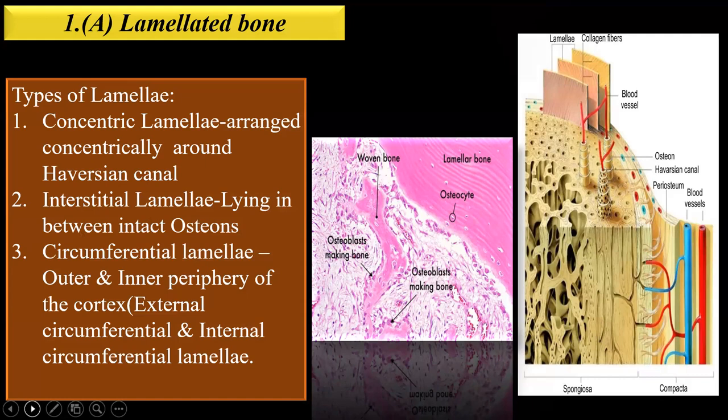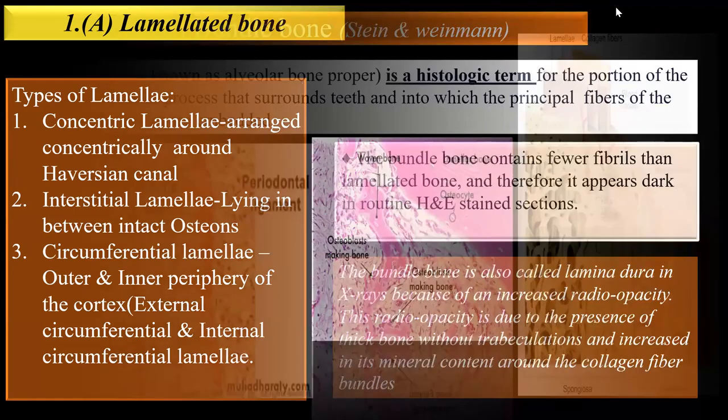In a little more detail about the lamellated bone, there are three different types structure-wise. One, the concentric lamellae, arranged concentrically around the Haversian canal. Second, the interstitial lamellae, lying in between the intact osteoid. And the third, the circumferential lamellae, covering the outer and inner periphery of the cortex: external circumferential and internal circumferential lamellae.